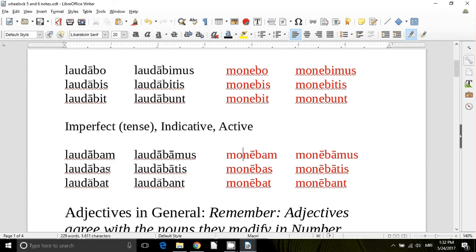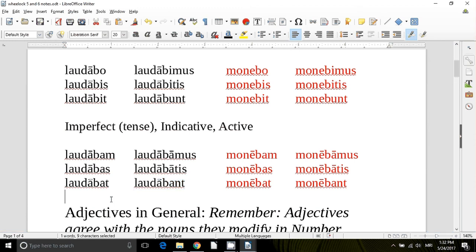So these are imperfect. Laudabas is second person singular. It could be you praised or you were praising. Either way, the imperfect is often used as a simple past, you praised, or sometimes it's used as a progressive tense, you were praising, with the idea of the action being ongoing in the past. At any rate, these are the endings for the imperfect tense, and you need to make your flashcards and learn them very well. And then, of course, you need to be able to parse the verb.